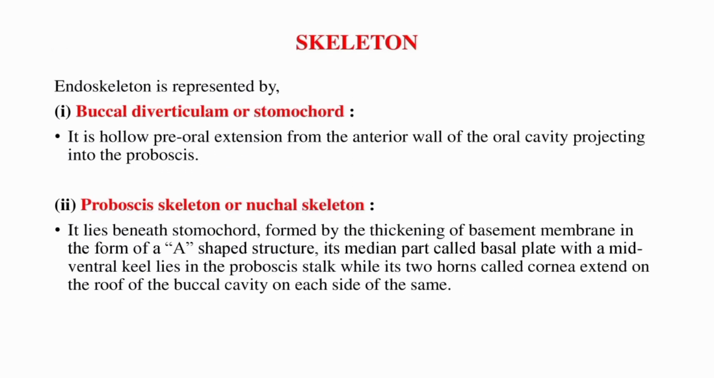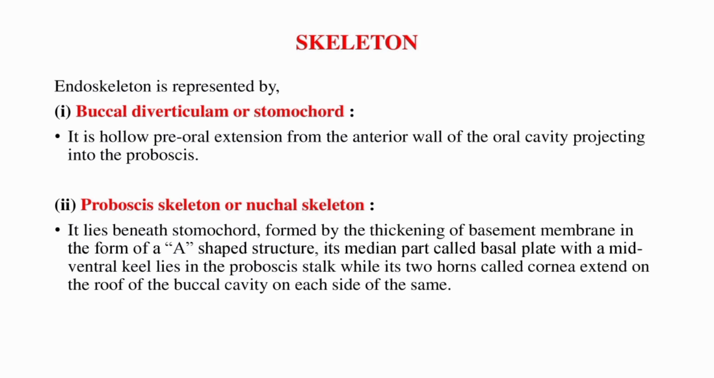Next we can see about the skeleton of Balanoglossus. Here endoskeleton is represented by first one, buccal diverticulum or stomochord. It is a hollow preoral extension from the anterior wall of the oral cavity projecting into the proboscis. The second one is proboscis skeleton or nuchal skeleton. It lies beneath the stomochord, formed by the thickening of basement membrane in the form of a Y-shaped structure.